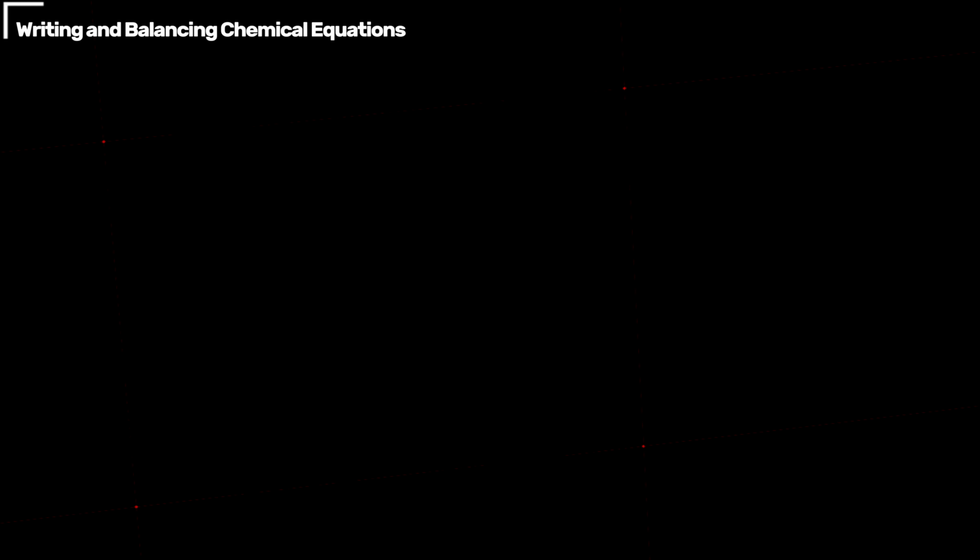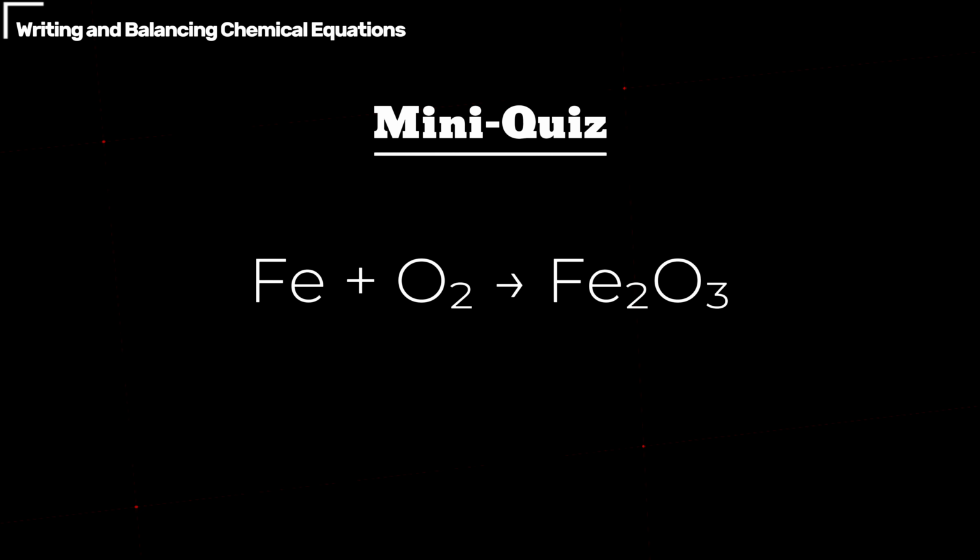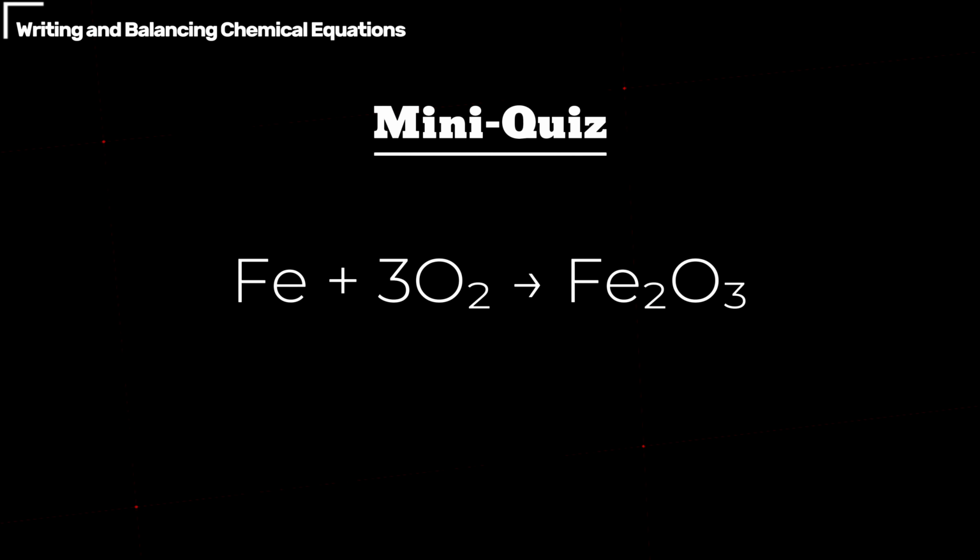Let's make a little practice. Look at the combination of iron and oxygen to form iron(III) oxide. You see iron plus O2 giving you Fe2O3. To balance it, you see on the left-hand side iron 1, right 2. Then oxygen on the left-hand side is 2, on the right-hand side is 3. In order to balance it, because there are 3 oxygen on the right-hand side, you have to put 3 on the left-hand side.